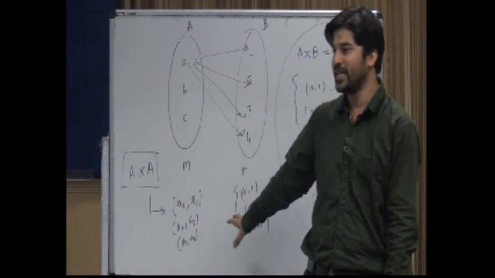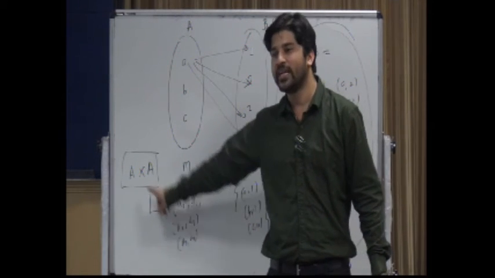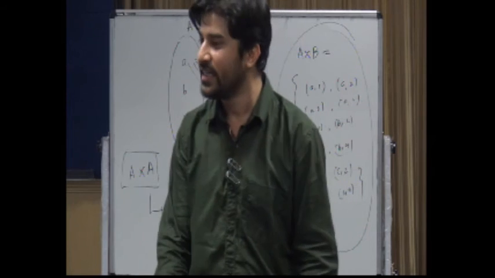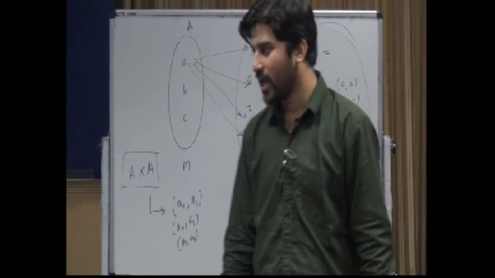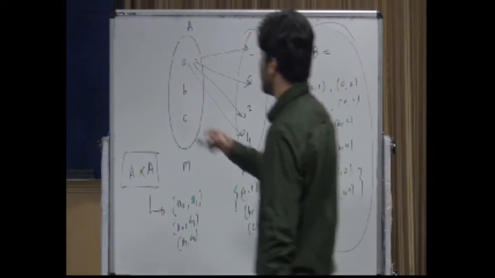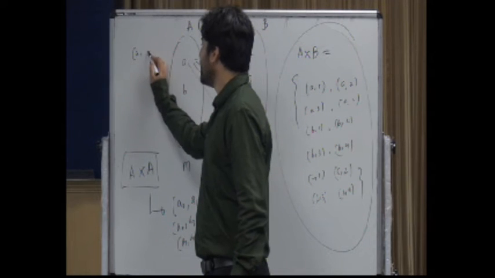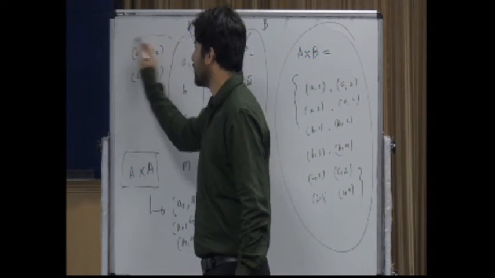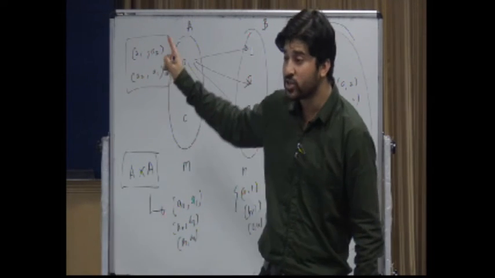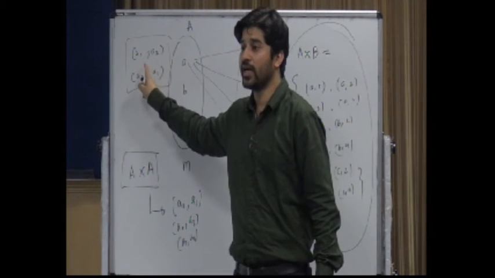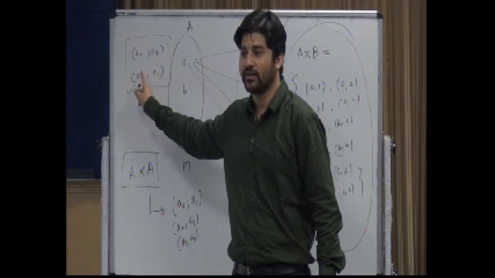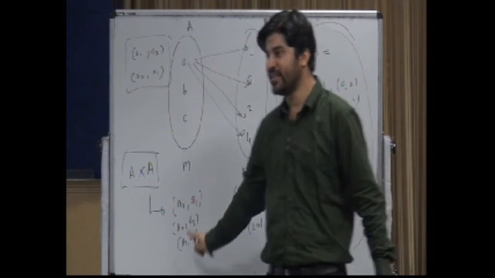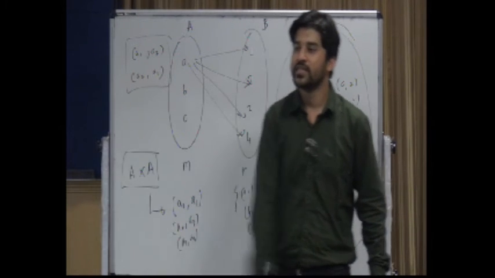So if this is true for all the elements in A, we call it reflexive. Right? And what about symmetric? A1 A2 is there and A2 A1 is also there. But this must be true for all the elements. If even one element violates this, it's not a symmetric relation. So this is your reflexive relation, this is your symmetric relation.